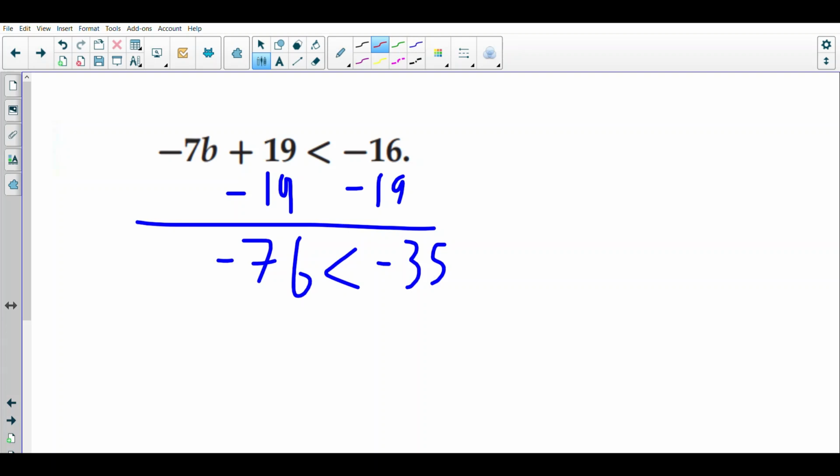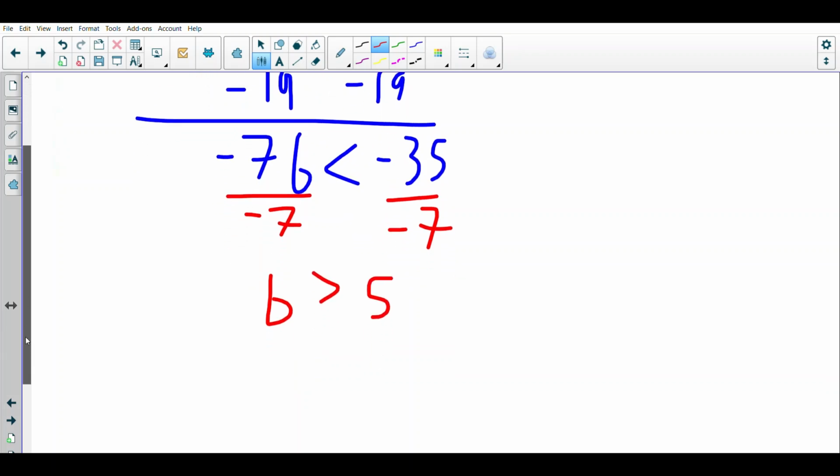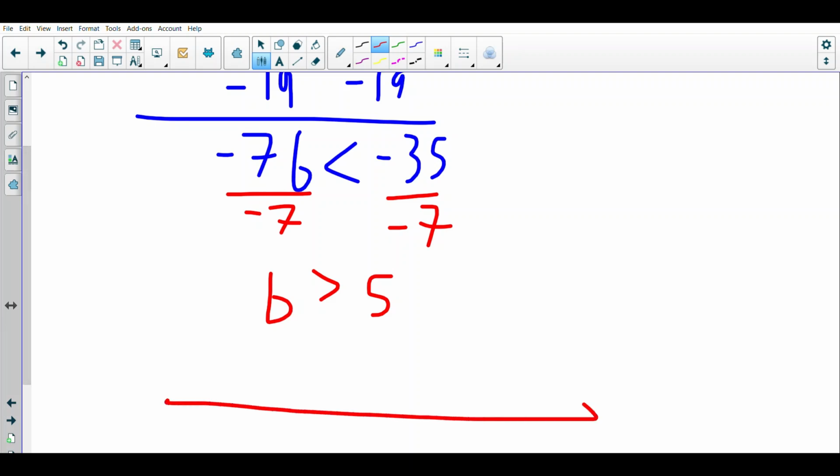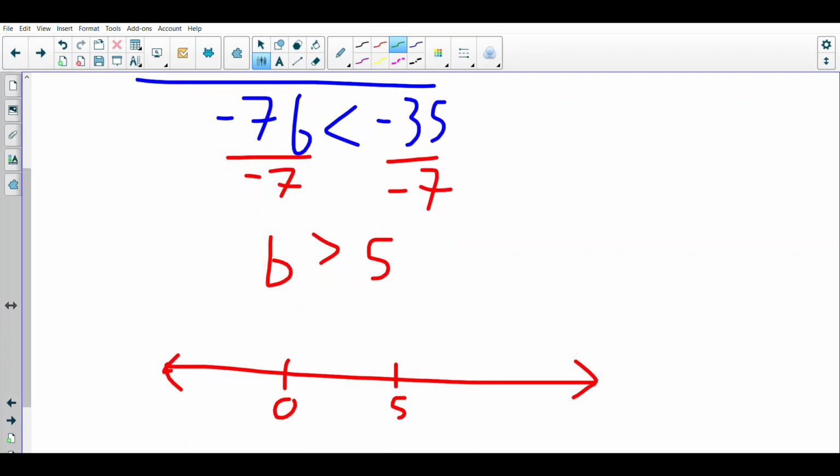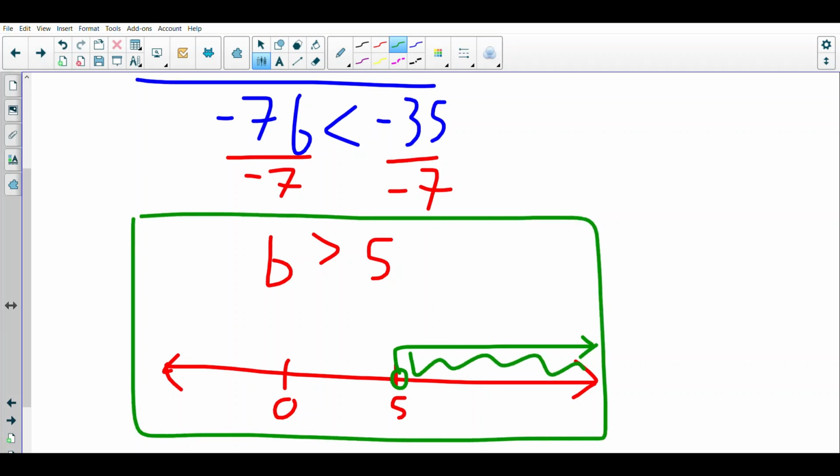Now I need to divide by negative 7 on both sides. Last lesson we learned that when we divide by a negative, we flip the inequality, so we get b is greater than 5. Now graph. I got my 0, I got my 5, so it's not an equal to part, so it's an open circle. The variable is on the left, so I follow the inequality, and I'm done. See, everything's the same. We've just expanded our steps.